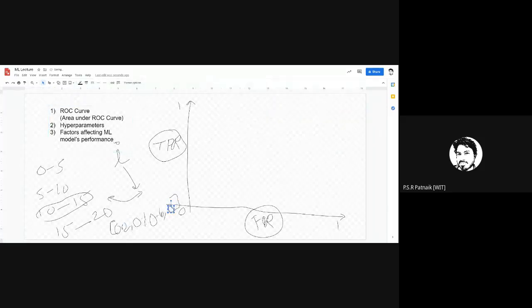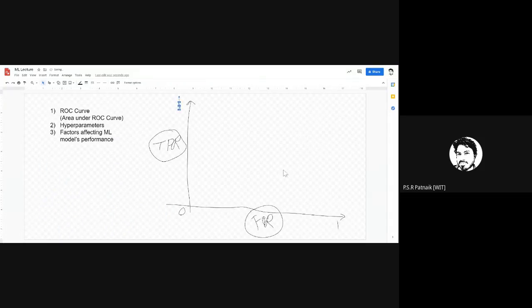Let me just clean the screen for time's sake. Okay. So for every classifier, as and when we keep on training, during this training, we look at the difference between the probable likelihood that it belongs to that class and the probability that it doesn't belong to that class. For each probability difference, we calculate the false positive rate and the true positive rate.